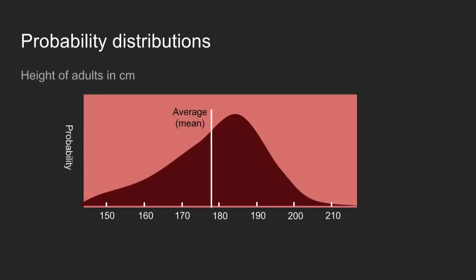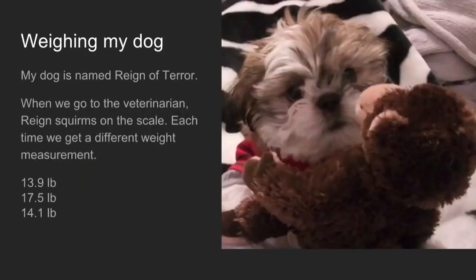So once you have your beliefs, you can use it to answer questions about typical heights: the average, the median value, the most common value, or the mode. Now we'll use this in weighing my dog. I have a Shih Tzu named Reign of Terror.